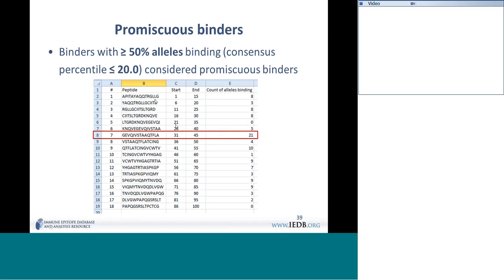From the same example, these are the peptides with the number of alleles binding. I used this set of 26 alleles, and we found that there's one peptide that binds to 21 alleles. For selecting the promiscuous binders, we use the threshold of 20% rank, and we select the peptides that bind to at least 50% of the alleles. Since I used 26 alleles, I will consider all the peptides that have a percentile rank less than or equal to 20 in at least 13 alleles. So in this set, we have one peptide with 21 alleles with a percentile rank less than or equal to 20. That's how we can find the promiscuous binders.